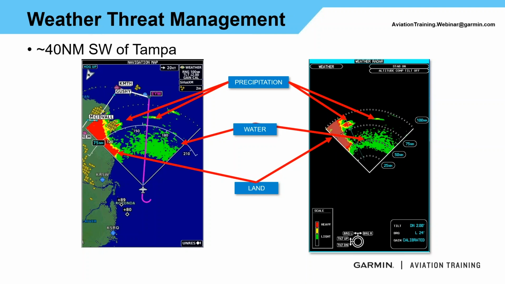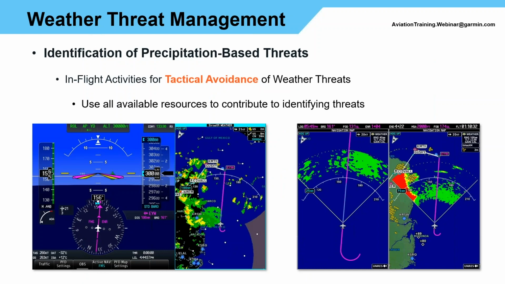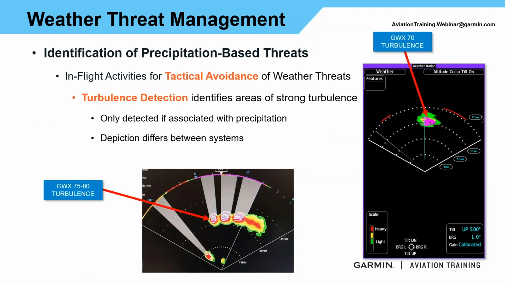Those did correlate to be cells, and the one on the left-hand side I correlate with my storm scope or Sirius XM lightning, and I definitely can see that's convective activity. Developing our mental picture, I have overlays, I have short range, long range, tilted differently, using all of these tools to give me the best mental picture.